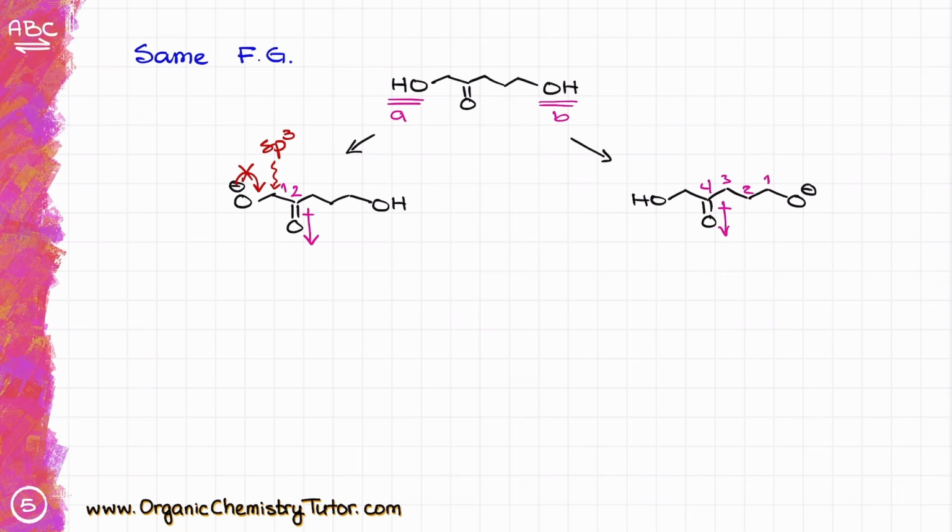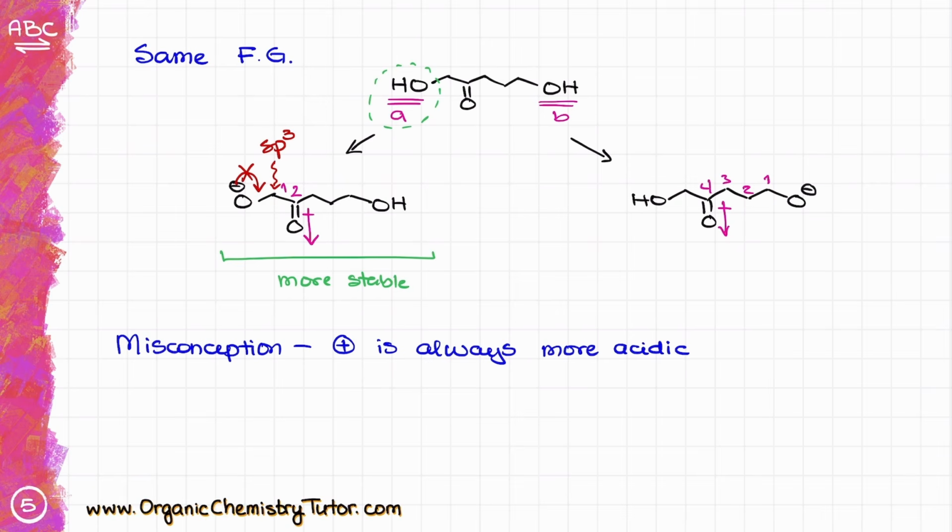So, by extension, we can say that our conjugate base on the left is more stable, which means that the proton A is the most acidic in this molecule. And before I wrap up this video for today, I want to break one of the very common misconceptions that I hear all the time. The misconception is that a positively charged functional group is always going to be more acidic than a neutral one. That is the case in many cases, but it's not a general rule.